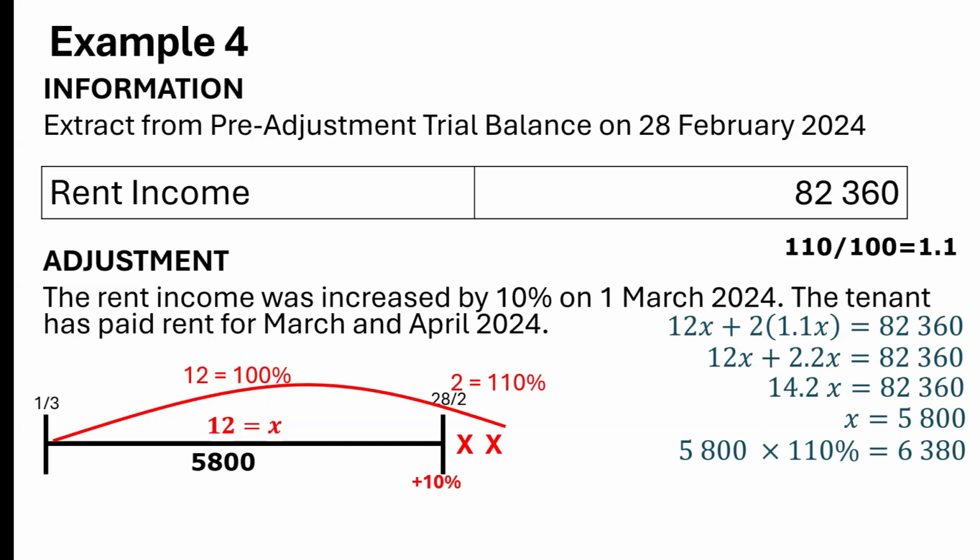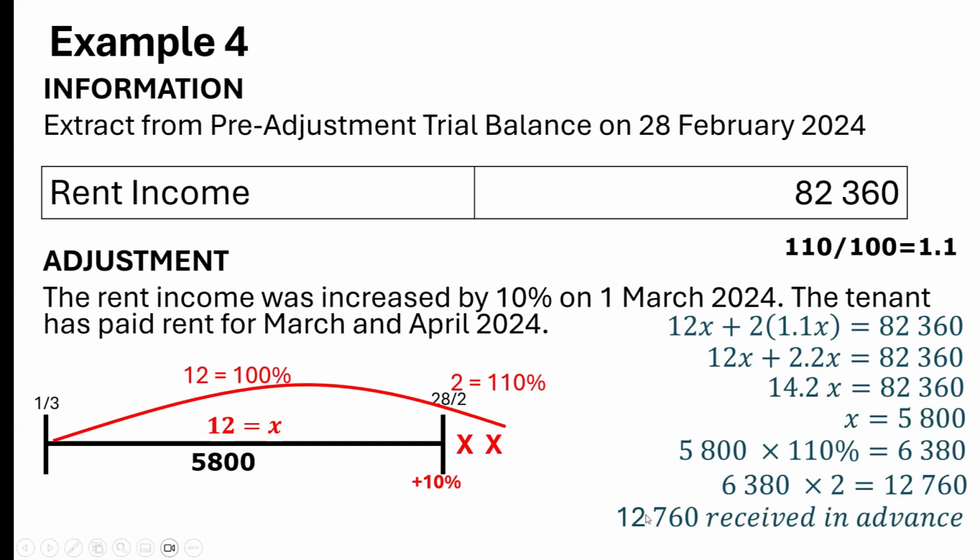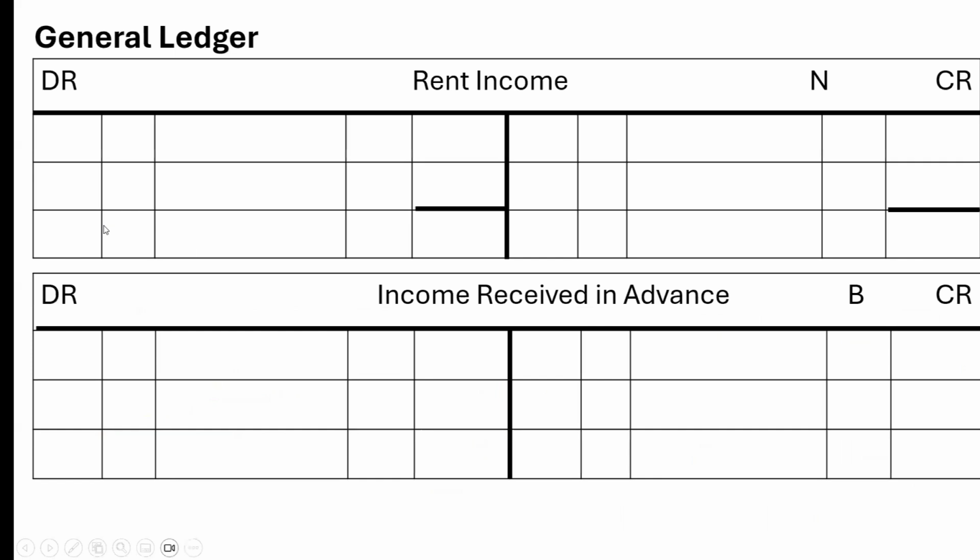And the rent is 6,380 per month. But how many months were too much? We have 2 months. So I'm going to say 6,380 times 2 months equals 12,760. So therefore, 12,760 was received in advance. So in my general ledger, rent income is an income. Income received in advance, a liability.